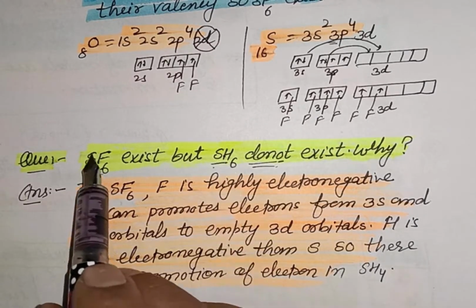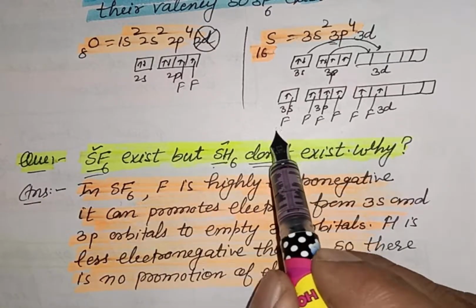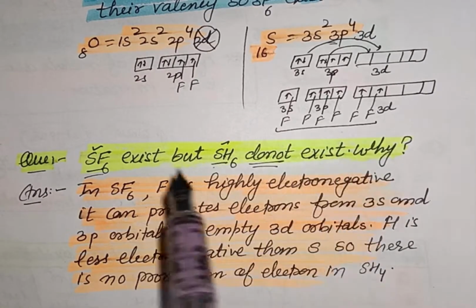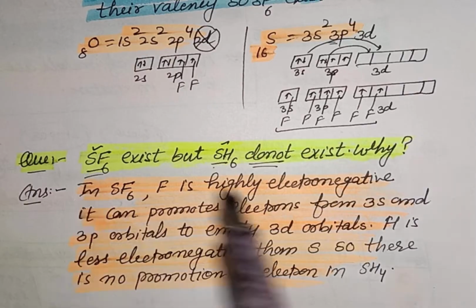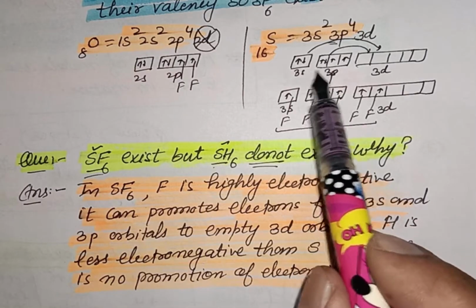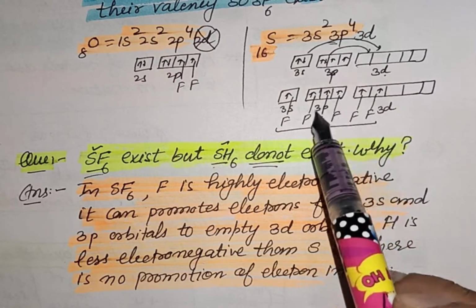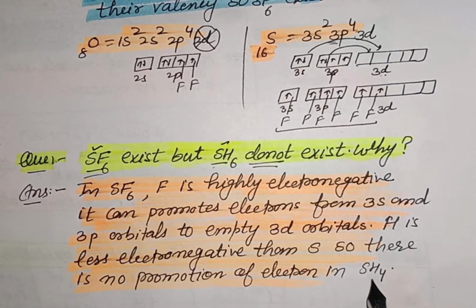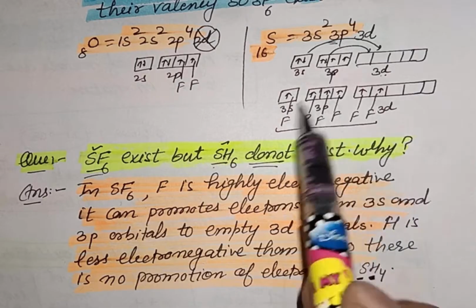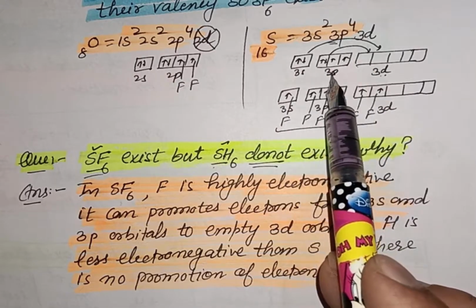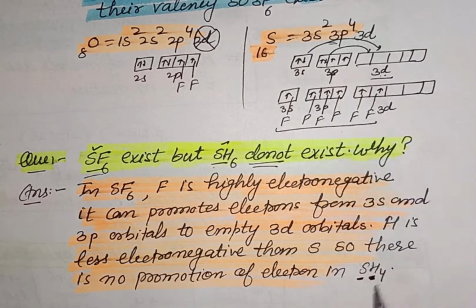The next question is why SF6 exists but SH6 does not exist. In both cases the valency of sulfur is 6, and we know that the valency of 6 for sulfur is possible. Fluorine is more electronegative than sulfur. It can easily promote electrons from 3s and 3p to 3d and extend the valency from 2 to 6. The electronegativity of hydrogen is very low as compared to sulfur, so hydrogen is not able to promote the electrons from 3s and 3p to 3d. In this case the valency cannot be extended, so SH6 does not exist.